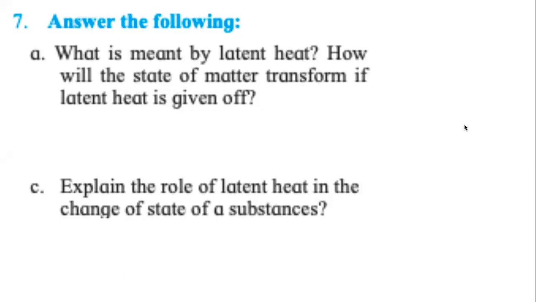7C, explain the role of latent heat in the change of state of substances. So we will say, latent heat acts on the bonds between the molecules and atoms in the substances, and because of that the distance between the molecules increases, and the state changes from solid to liquid, liquid to gas, gas to liquid, or liquid to solid. That's it, bonds and distance, that is all we are talking about.